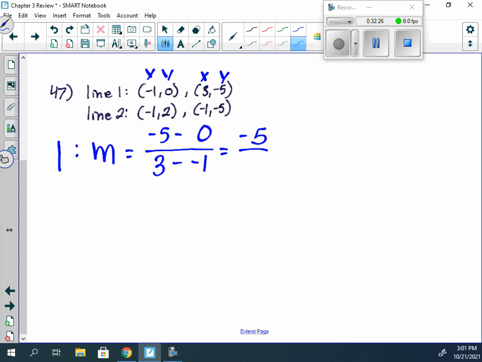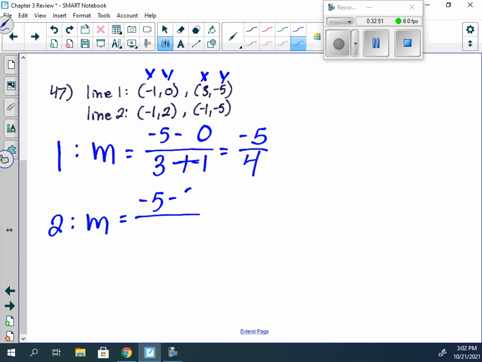Now -5 minus 0 is going to be -5. Now 3 minus -1, well the negative makes a positive, so 4. Now -5 divided by 4, that won't simplify. We can leave it as is. Now we need to do the same thing for line 2. So our y values are 2 and -5.